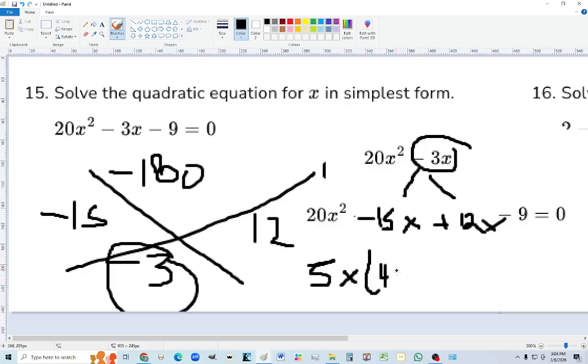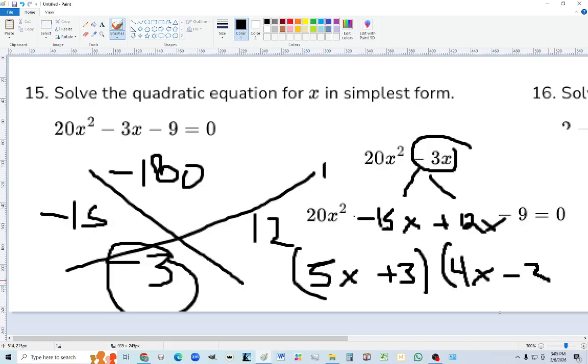You get 4x minus 3. What do these have in common? They've got 3. You get 4x minus 3. Notice the brackets are the same, so that's one factor, 4x minus 3. When you factor out those brackets, you're left with 5x plus 3. So these are the two factors. Which means x is minus 3 over 5 or 3 over 4.